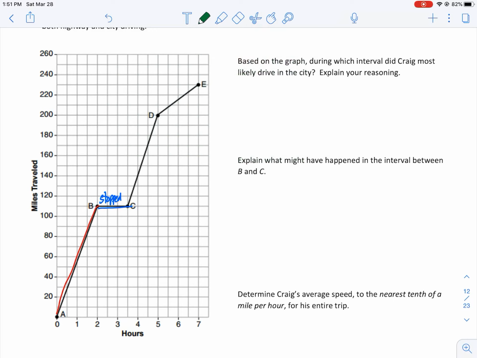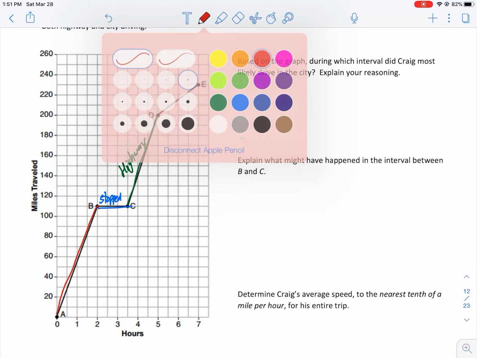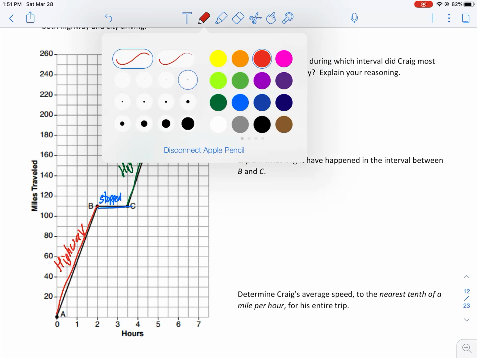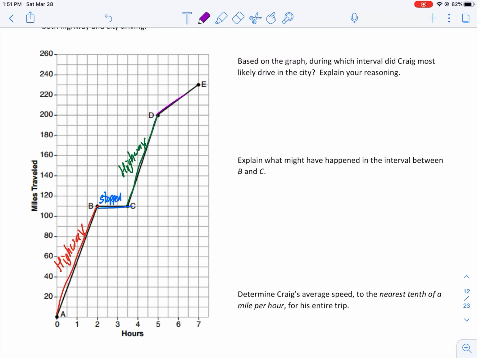Then in the next interval, his speed starts increasing quite a bit, or his miles traveled starts increasing quite a bit. So it looks like he's driving back on the highway again. This one was also highway driving because his miles are increasing rapidly. The last interval, though, it still is increasing, but you see how this one is not increasing quite as high as the green one and the red one? So that must mean that he's most likely driving in this city. And his miles are still increasing, but not as quickly. So it was probably because of traffic.